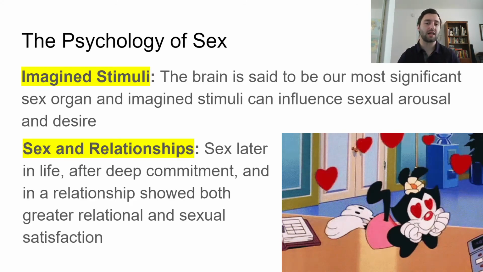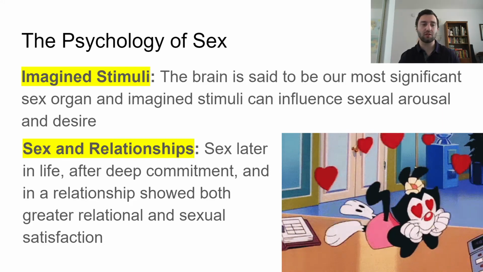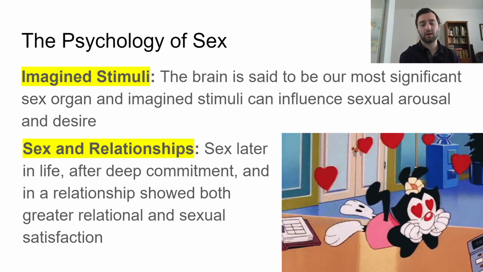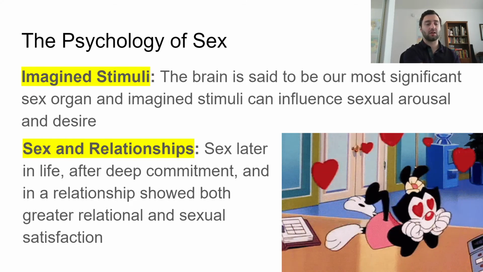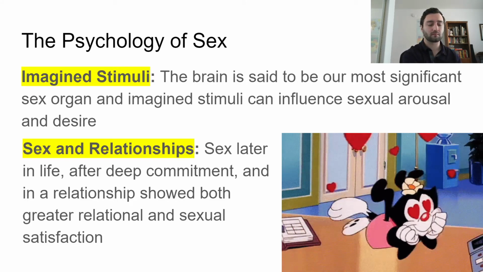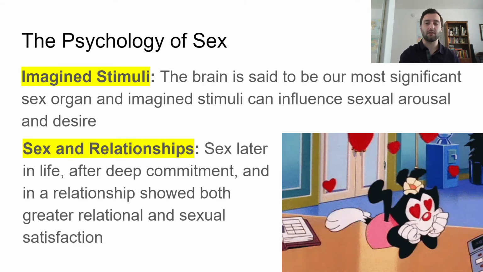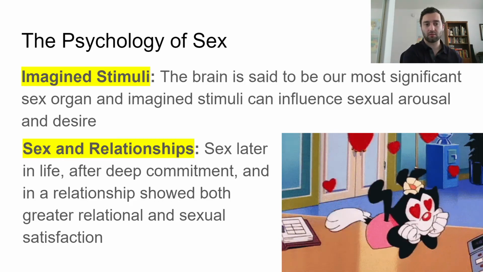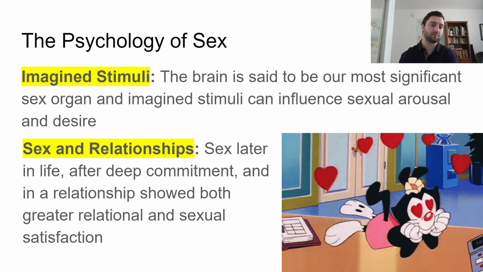Sex and relationships is the last piece. So sex later in life, after commitment and in a relationship, showed both greater relational and sexual satisfaction. This is connected with when we talked about development in adolescence, and one of the things that we mentioned was that you're more likely to have negative relational outcomes if you date really early, right? The younger you start dating, the more likely you are to have negative relational outcomes.